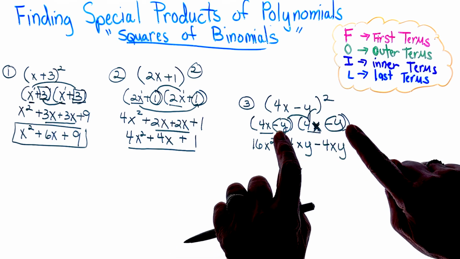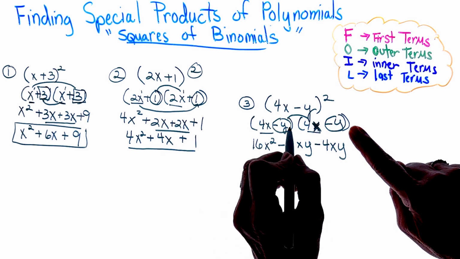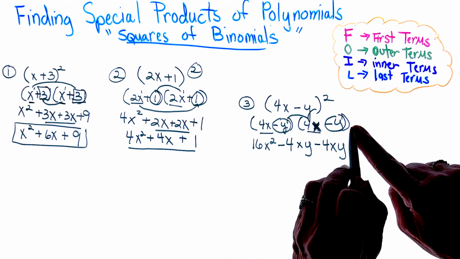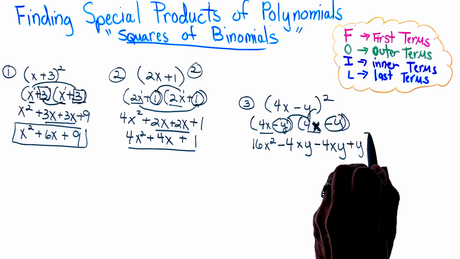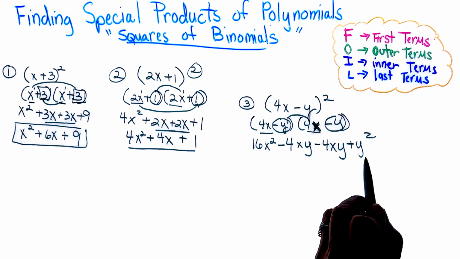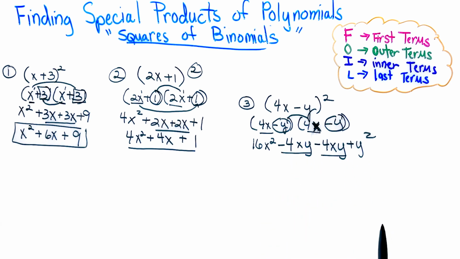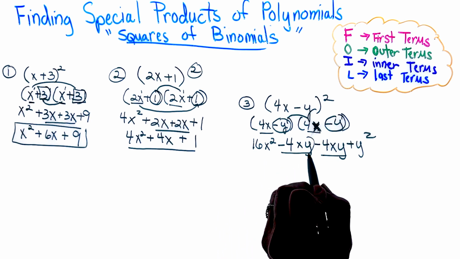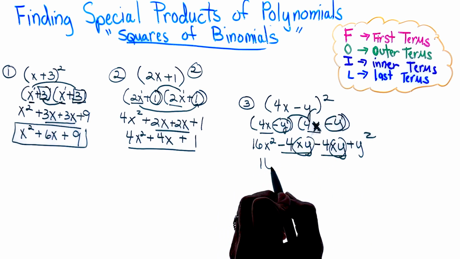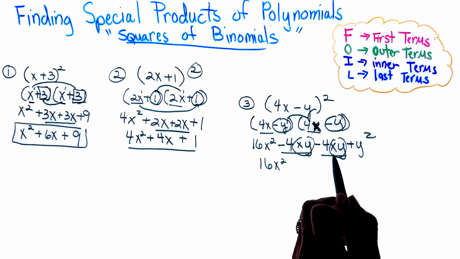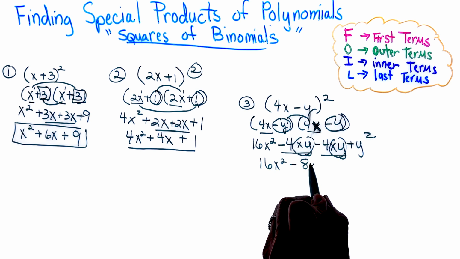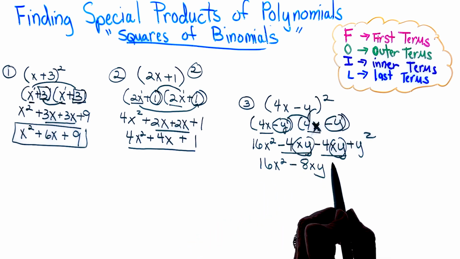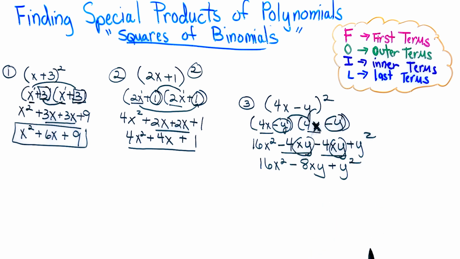And finally, we're doing our last terms. It's a negative times a negative, which is going to be a positive. And we have ones there, understood. So 1 plus 1 is 2. So it's plus y squared. Looking again, what can I put together? Well, these two are like terms, because of the x and the y that is there. So it's 16x squared. A negative 4xy and a negative 4xy is minus 8xy. And notice we have just our y squared on its own, so it's plus y squared. And this would be the product in simplest terms.